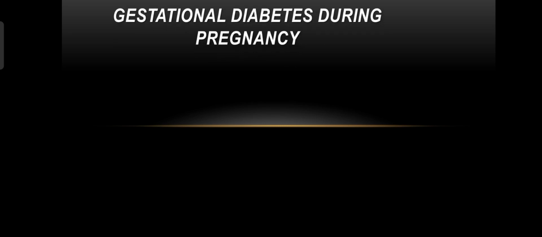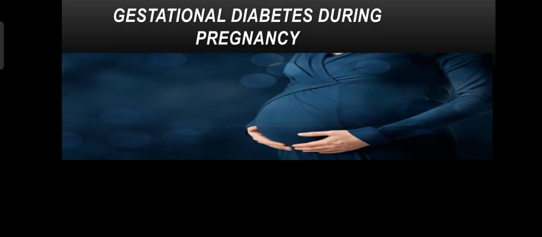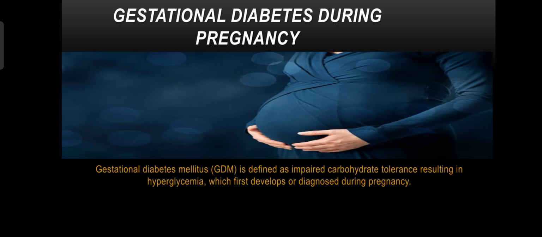Let's start our topic, which is gestational diabetes during pregnancy. What is gestational diabetes? Gestational diabetes mellitus is defined as impaired carbohydrate tolerance resulting in hyperglycemia which is first developed or diagnosed during pregnancy.